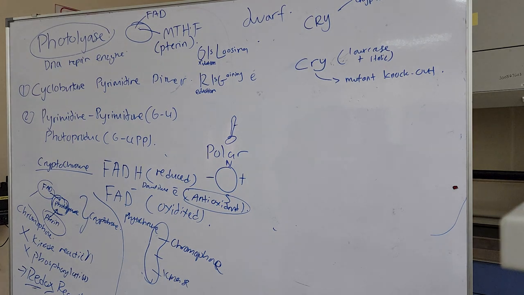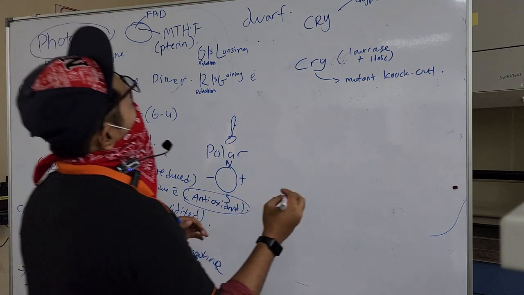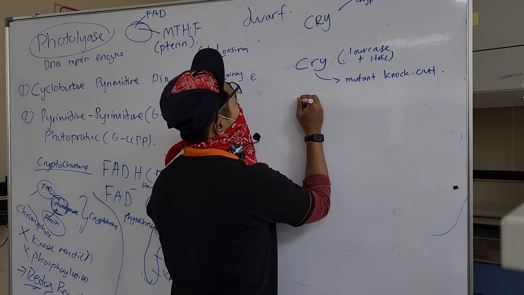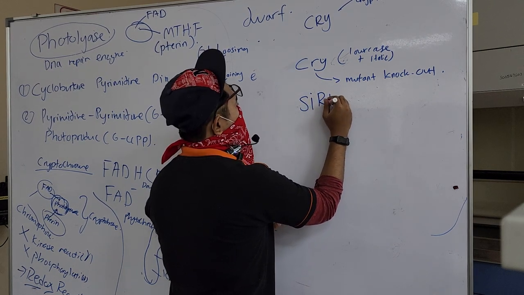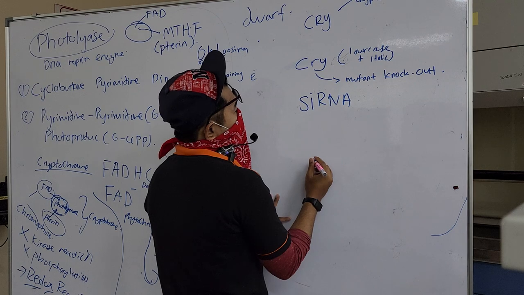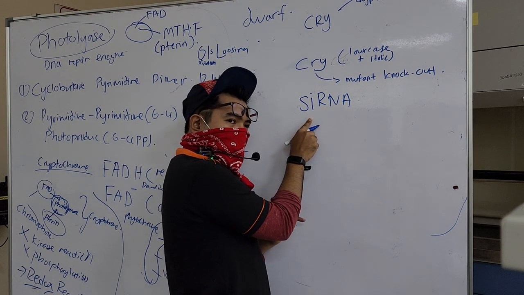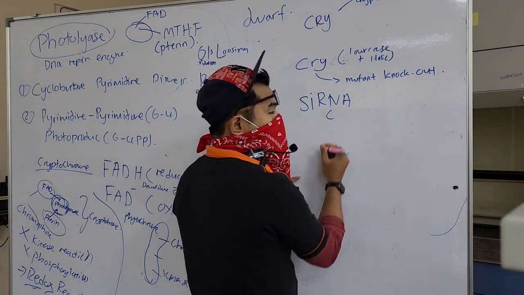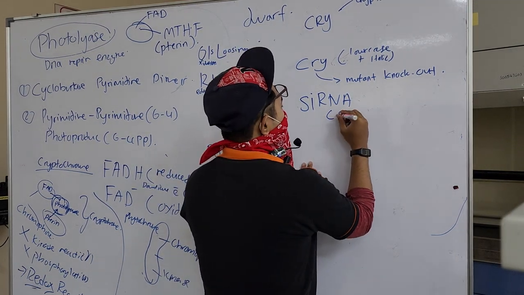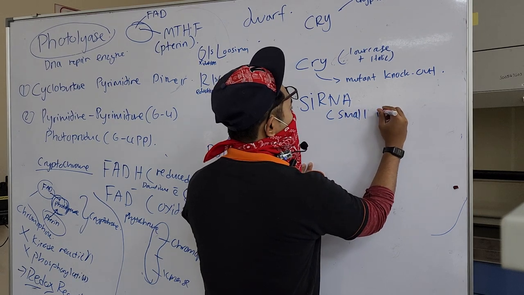How? There are many ways to do that. Scientists can actually incorporate into the plant tissue with siRNA. Have you learned this before? siRNA? In biology? Or plant pathology? Small interfering RNA.